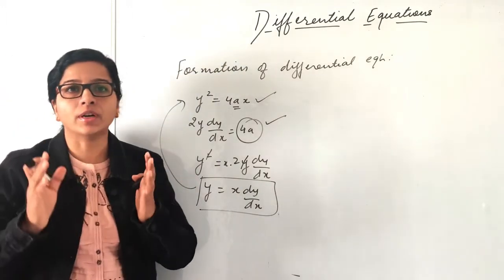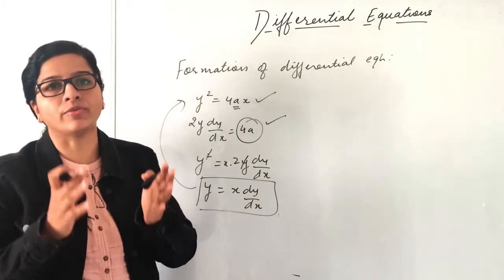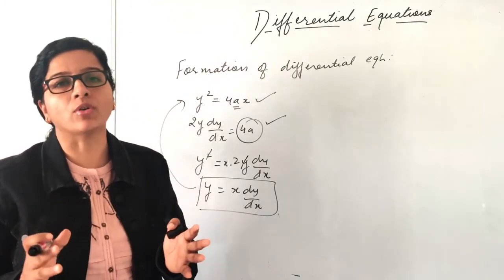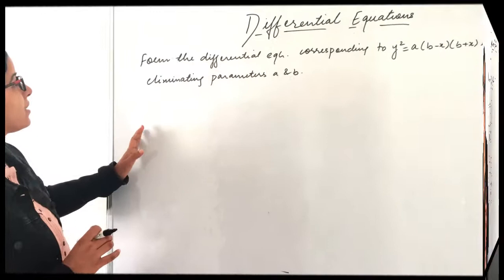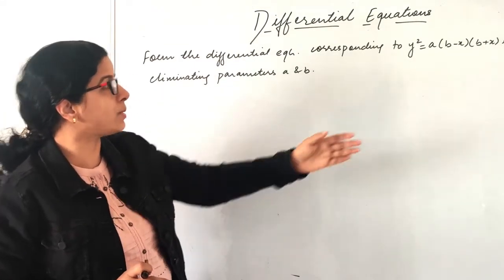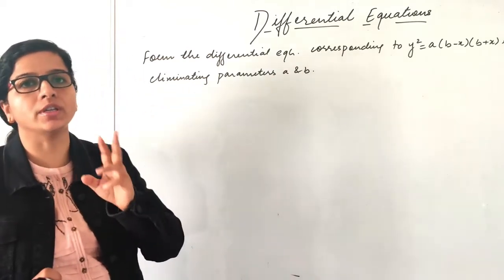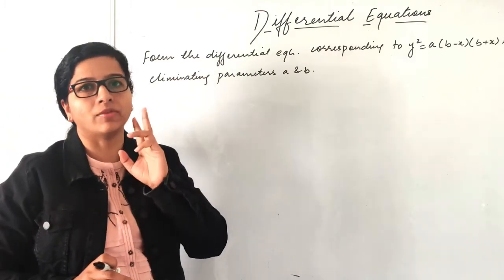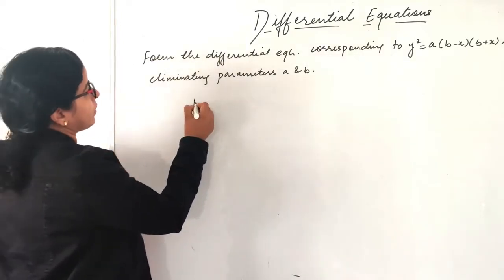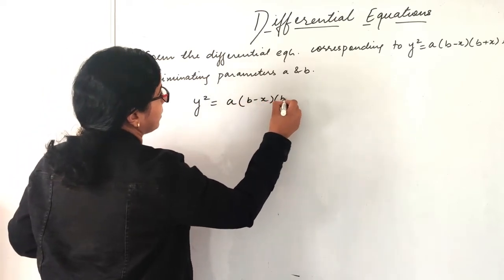So if we have an equation with n arbitrary constants, it means we have to differentiate that curve equation n times and then remove all the arbitrary constants and get the differential equation. So now let us take this question. Form the differential equation corresponding to y square is equal to a(b minus x)(b plus x) by eliminating parameters a and b. So we have two arbitrary constants. It means we will differentiate 2 times and we will get a differential equation of order 2, right? So the equation of the curve is y square is equal to a(b minus x)(b plus x), right?